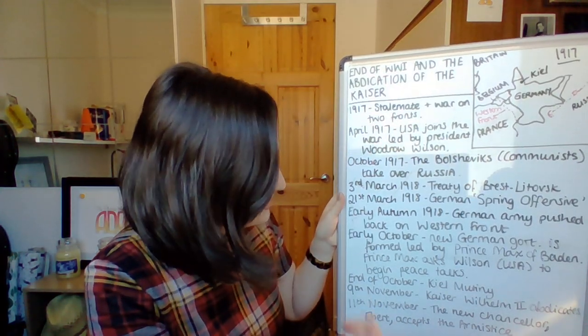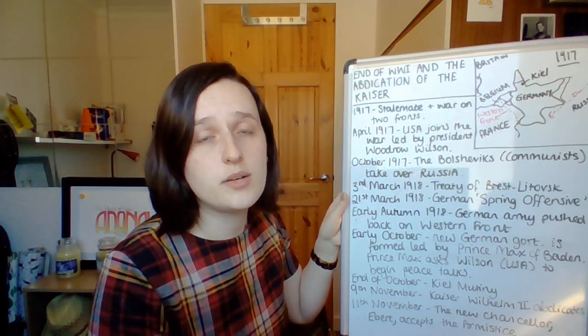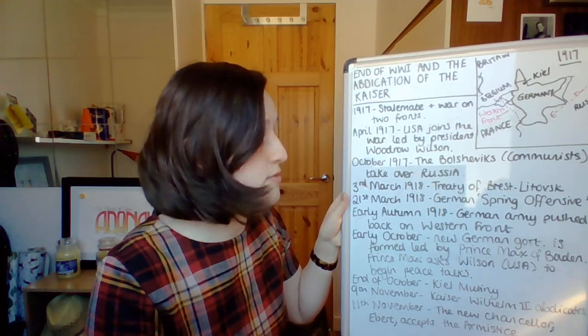So Prince Max has set this up, and he approaches Wilson, the American president, and says, can we begin peace talks? Germany is really struggling. We don't really want to continue this war. Could we have peace?